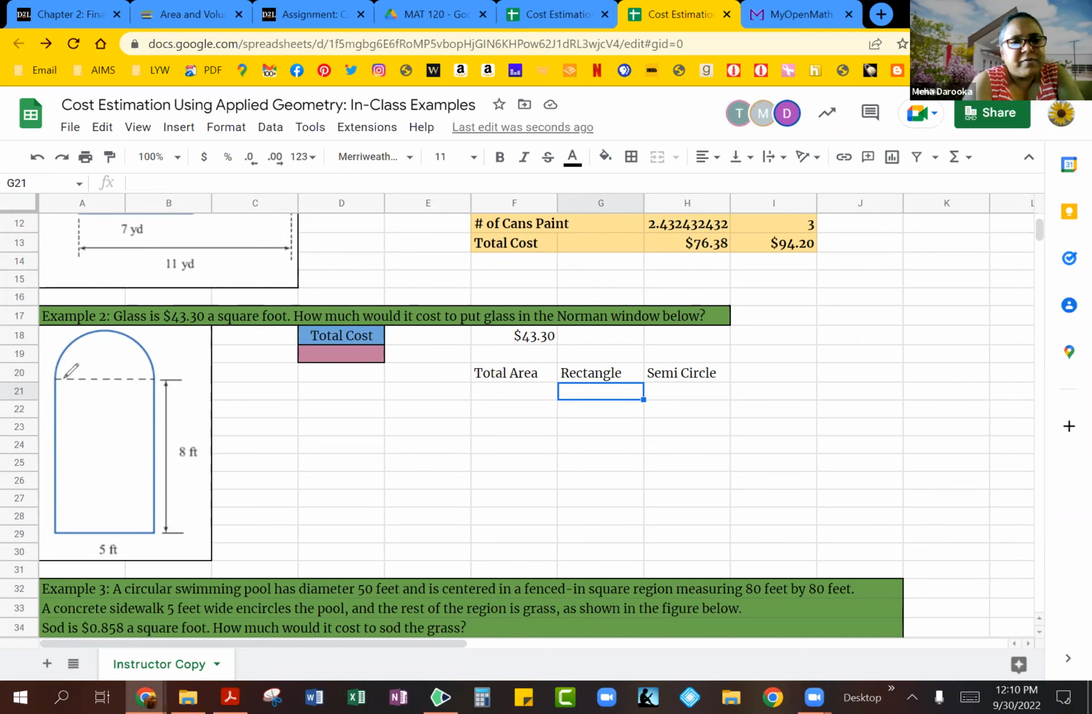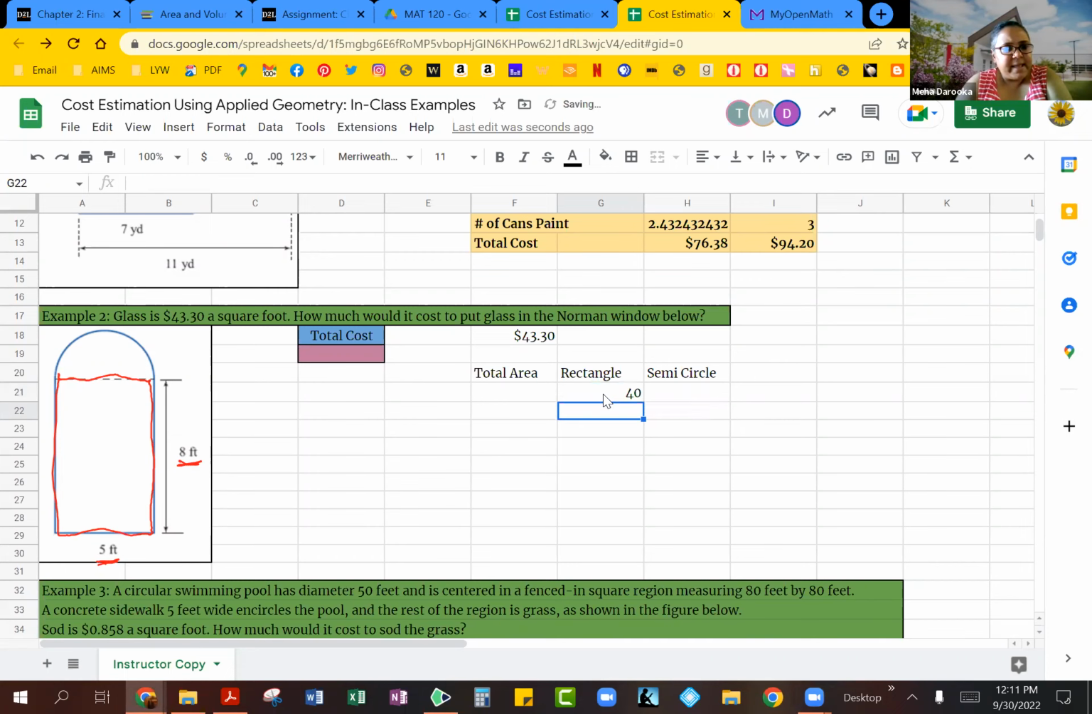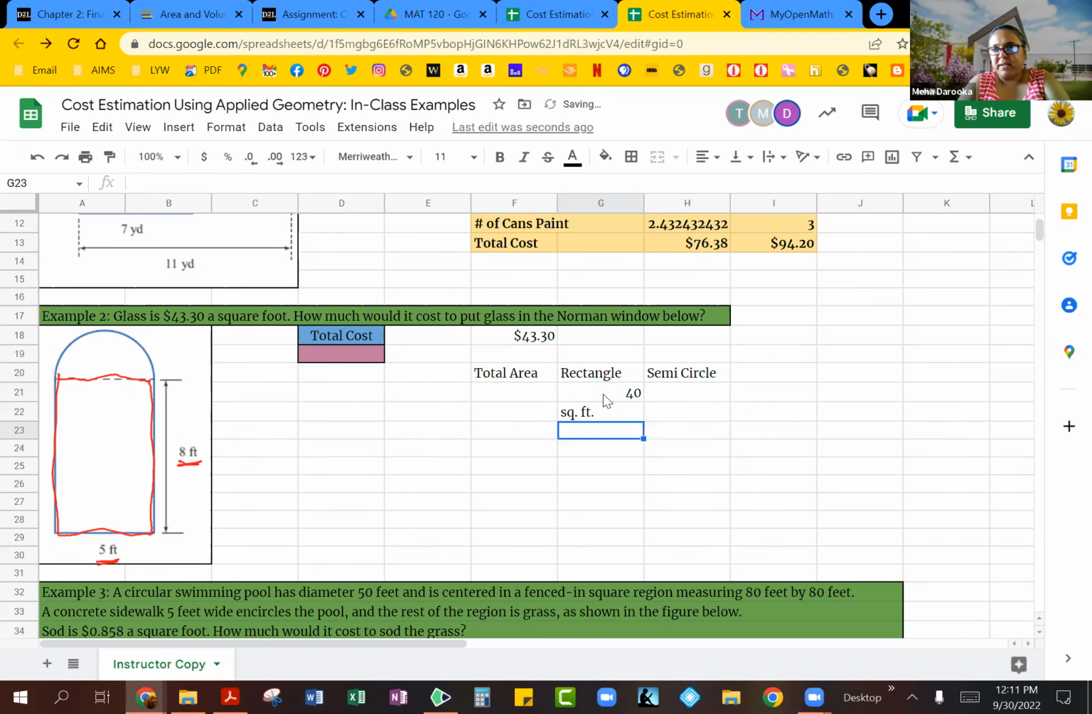Cherry, very good. So of course, the rectangle would be this shape over here. You can see our length is going to be 8, width is going to be 5. So you end up multiplying 8 times 5. And this is in feet, so this will come out to be square feet in our unit of measurement. What's your area just for the semicircle? Okay, Michael.